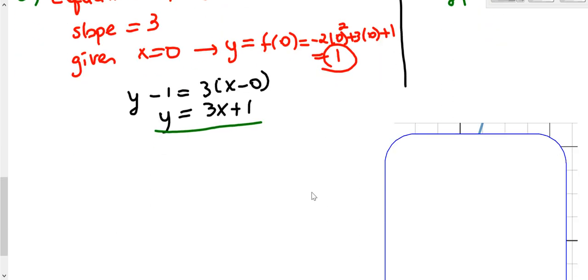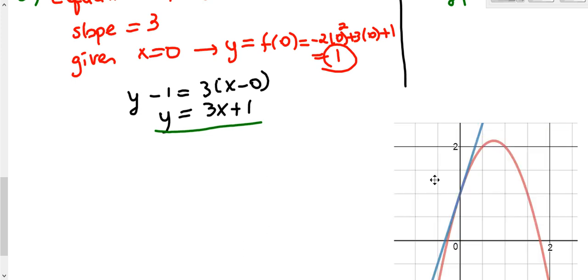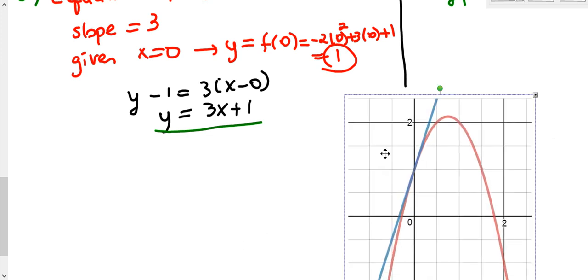And again, you can graph the original and the tangent line together if you'd like to check your answers. And I went to desmos.com to get a graph. And remember, we're trying to get the tangent line at 0. And in this situation, we can verify that at 0, the tangent line, which is y equals 3x plus 1, and the original parabola, they indeed appear to be tangent at that point.